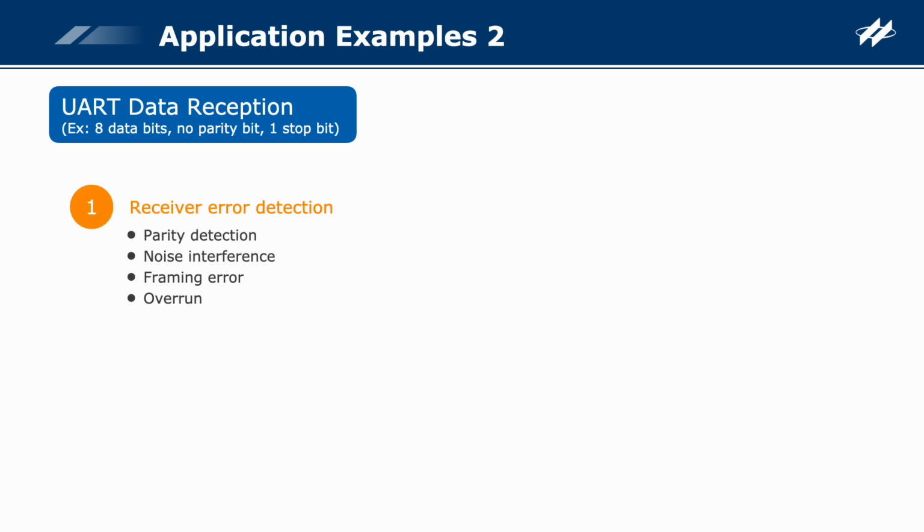Now move on to learn about how the UART receives data, which is also based on the data format of 8 data bits, no parity bit and 1 stop bit. Execute receiver error detection to determine whether a parity error, noise error, framing error, or overrun error occurs.